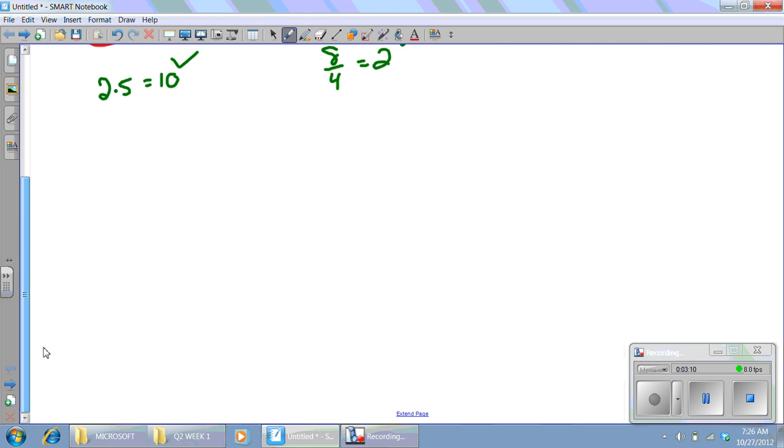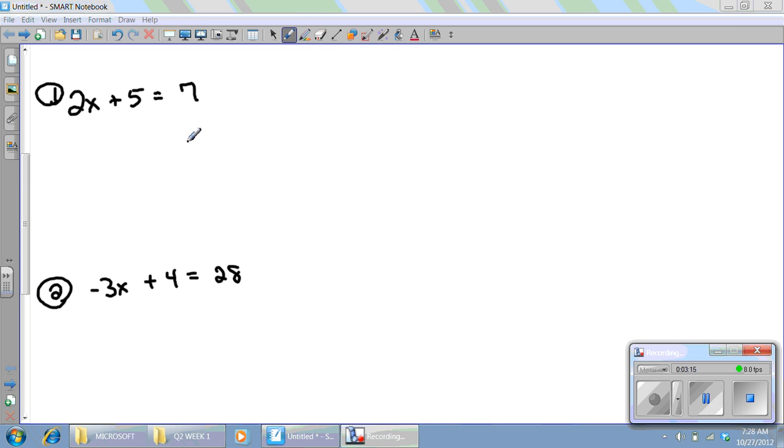All right, so how do we handle two-step equations? Because that's what we're going to be focusing on. The one step was just a warm-up. You guys should have already mastered that last year. How do we focus on two-step equations? How do we do a problem like this?